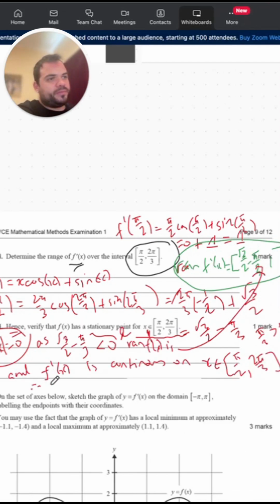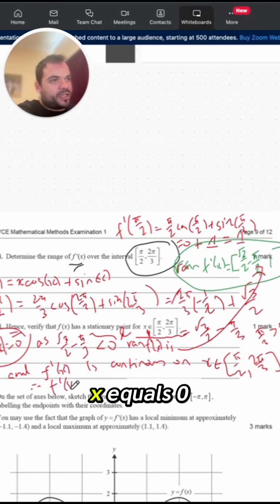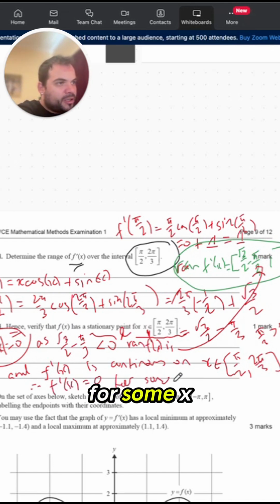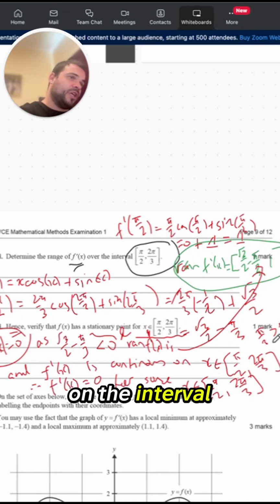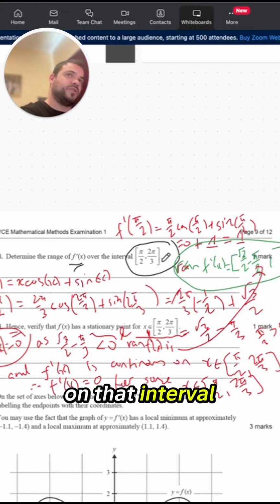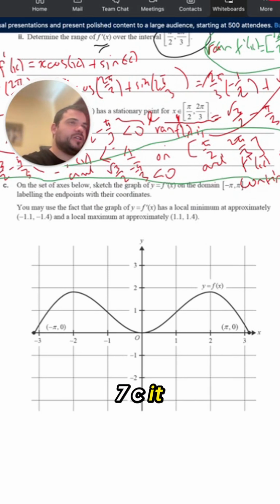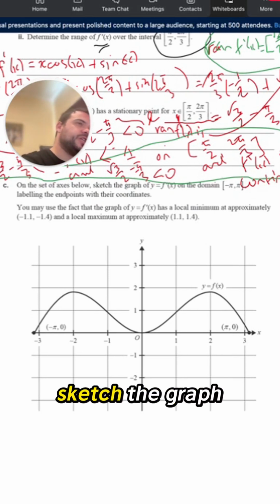Therefore, f dash of x equals 0 for some x that is an element of pi on 2 to 2 pi on 3. So the key thing here is that f dash of x is continuous on the interval, and that the range of f dash of x, the values that the derivative takes on that interval, is an interval that contains 0. So for question 7c, it says on the set of axes below, sketch the graph of y equals f dash of x on the domain negative pi to pi, labeling the endpoints with their coordinates.